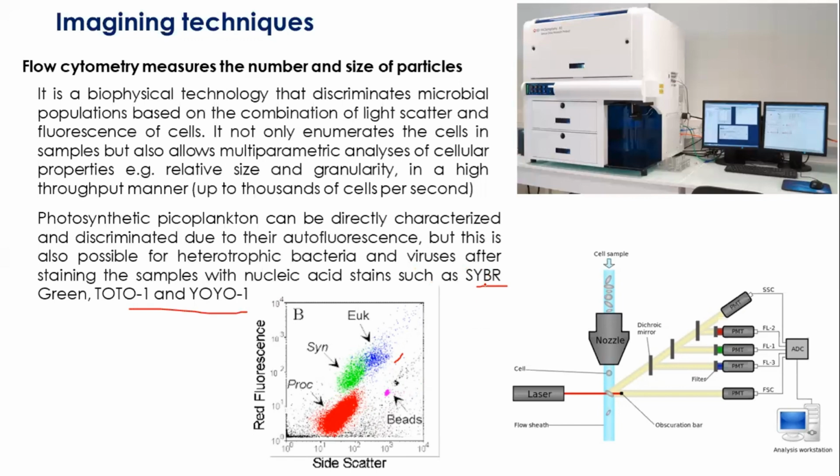In the case of SYBR Green, what you will get is a separate location where heterotrophic bacteria will come. And then depending on pigment, you can see how the result of the flow cytometry comes. You will get separate fractions for Prochlorococcus, for Synechococcus, and for other eukaryotic cells. Okay. And you also add beads, which serve as an internal standard, and that also gets separated in the flow cytometer, right? So this is how flow cytometry works.